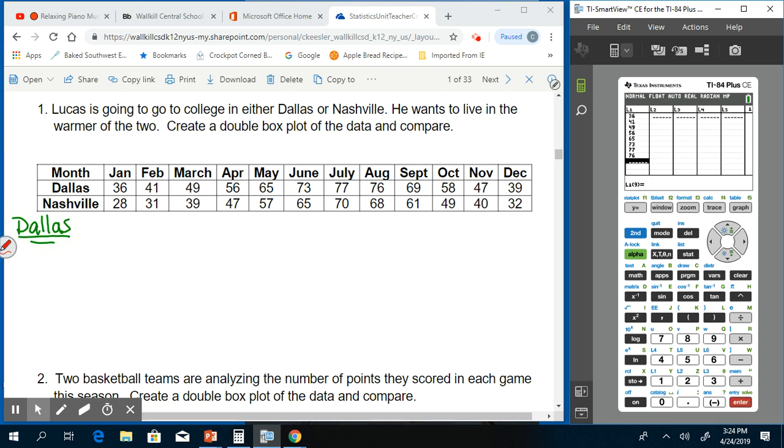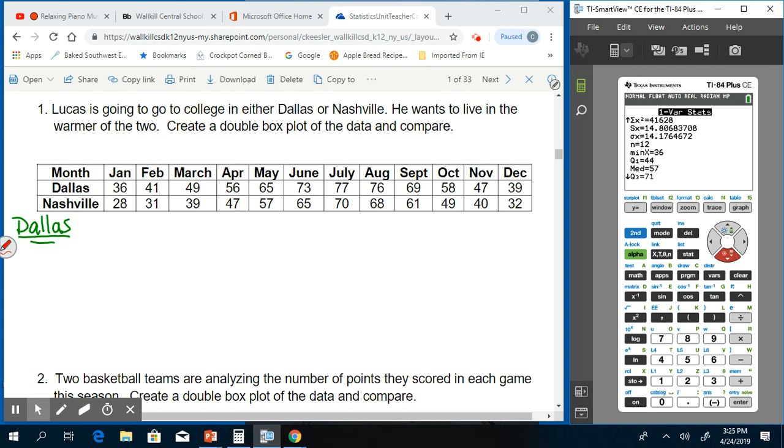76, 69, 58, 47, and 39. And I should have 12 values, and I do because there are 12 months. So now I'm going to go to Stat, I'm going to go to Calc, and I'm going to pull up my one variable statistics again, enter, and enter all the way down. And now I have my 5-number summary.